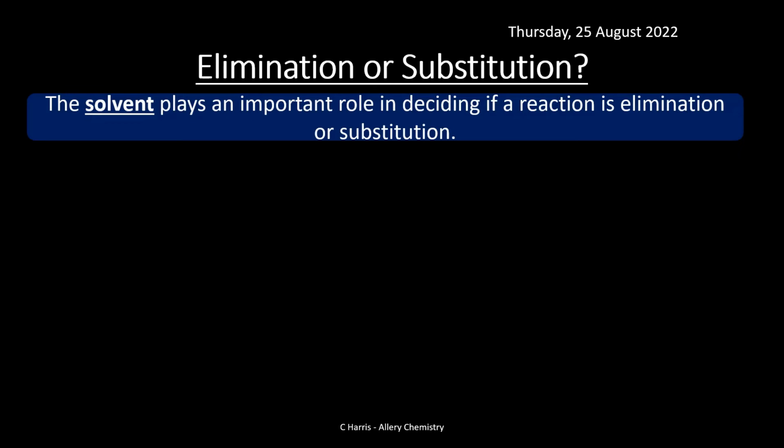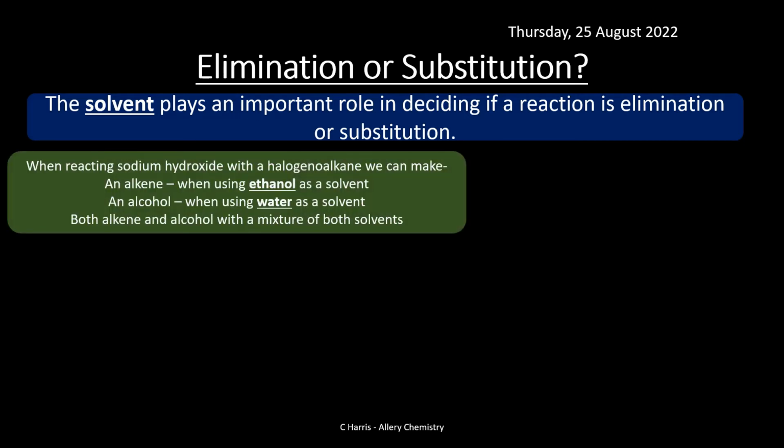We need to work out if something is going to go via elimination or substitution reactions. So the solvent, as you can see just before, plays a really important role in deciding if a reaction is going to be elimination or if it's going to be substitution. So this is just summarizing this.